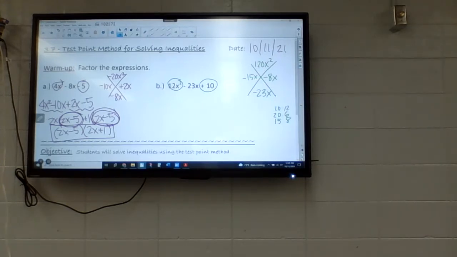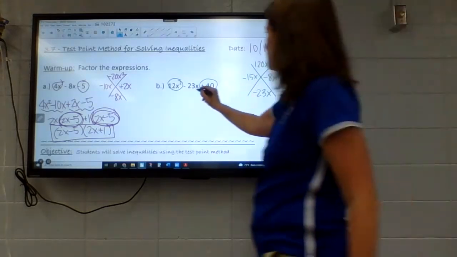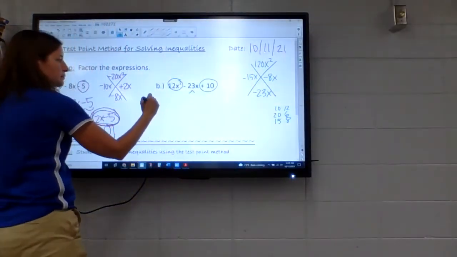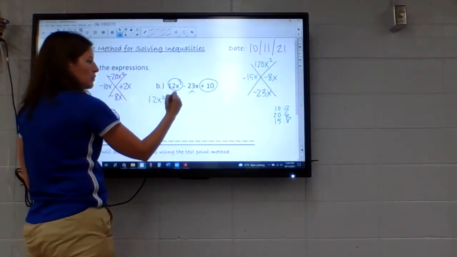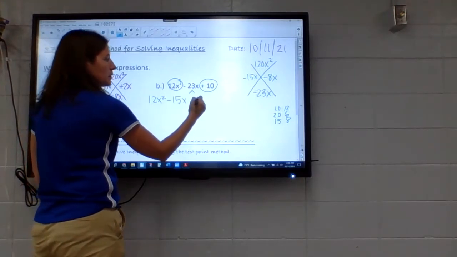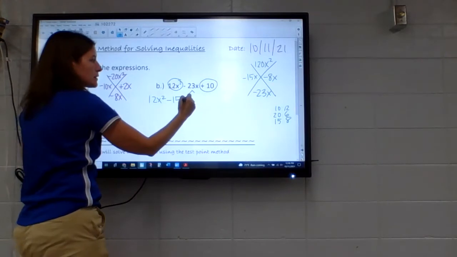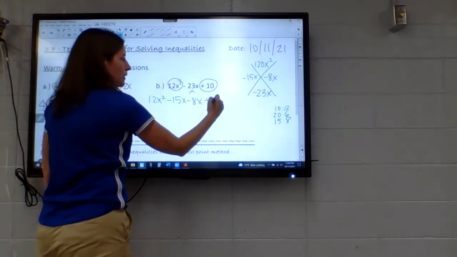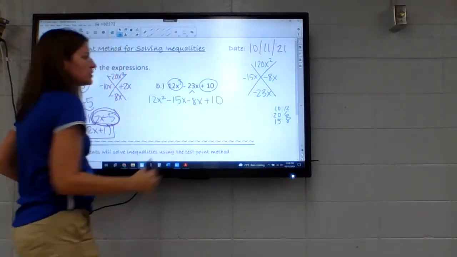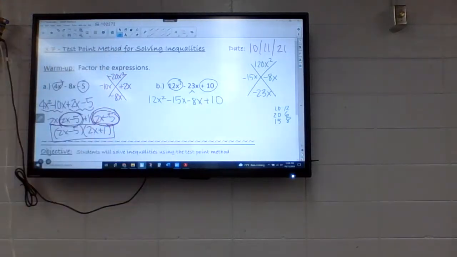So I'm going to use that to split this middle term up. So minus 15x minus 8x. Be careful with my signs. All I do is I change that middle term. I make it a new term that means the same thing.